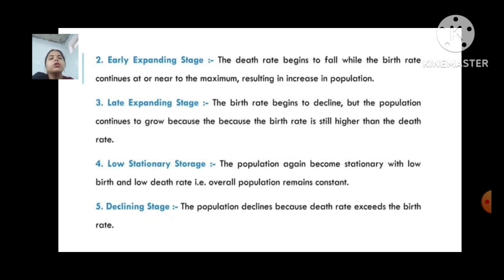Next is the low stationary stage. In this stage, the population again becomes stationary with a low birth rate and low death rate. That is, the overall population remains constant. Next is the declining stage. The population declines because the death rate exceeds the birth rate.